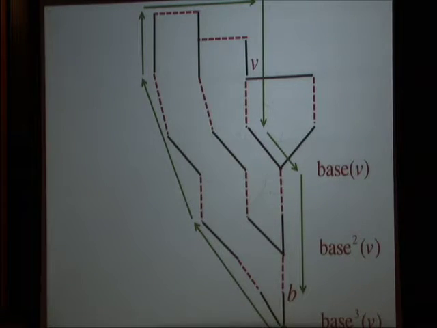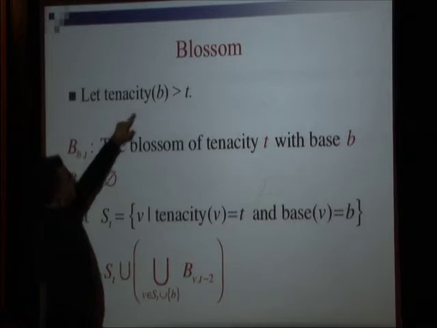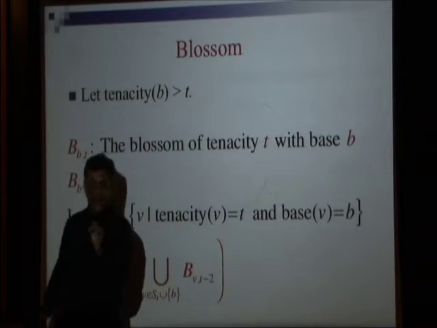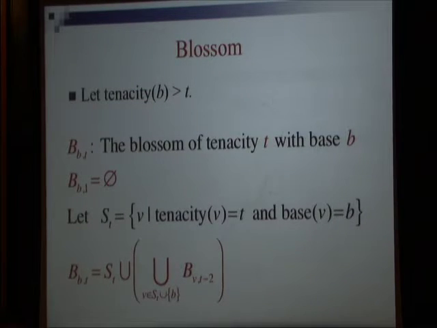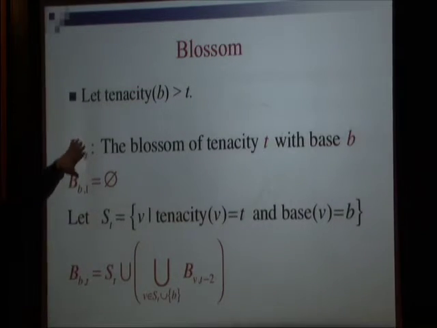Okay, they occur. So I can finally define blossom. Let B be a vertex of tenacity strictly bigger than T. Then the blossom having base B and tenacity T, I'm going to define as follows, recursively.